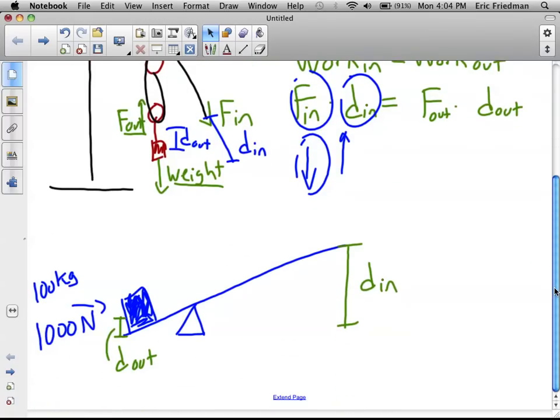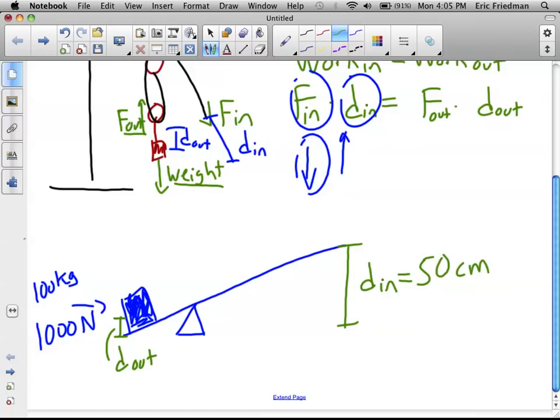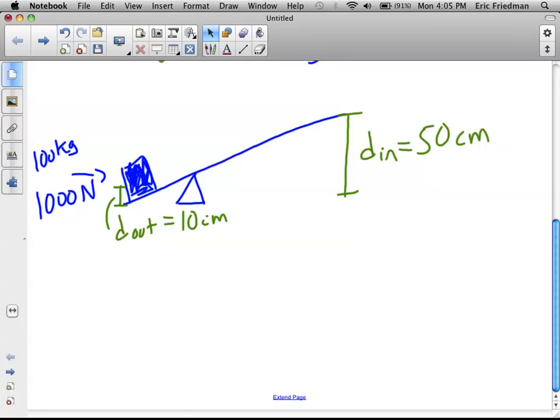So let's put some numbers here that I'm just going to make up. Easy numbers. Let's say that I have to move the lever 50 centimeters and I only lift the block 10 centimeters on that side. That's a ratio of 5 to 1. That's going to be my mechanical advantage. Let's go ahead and write that out.